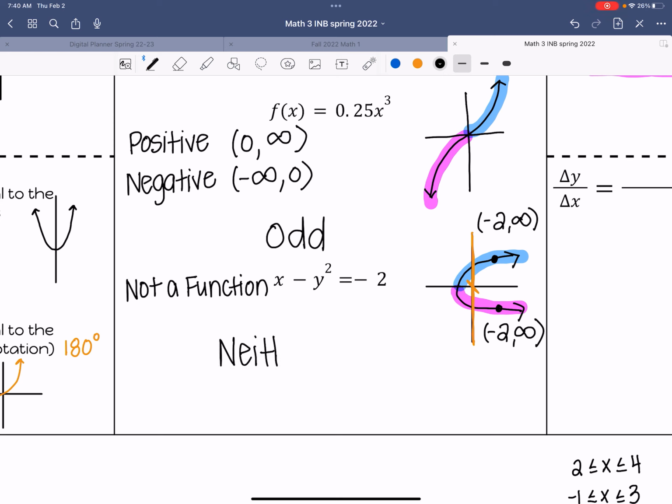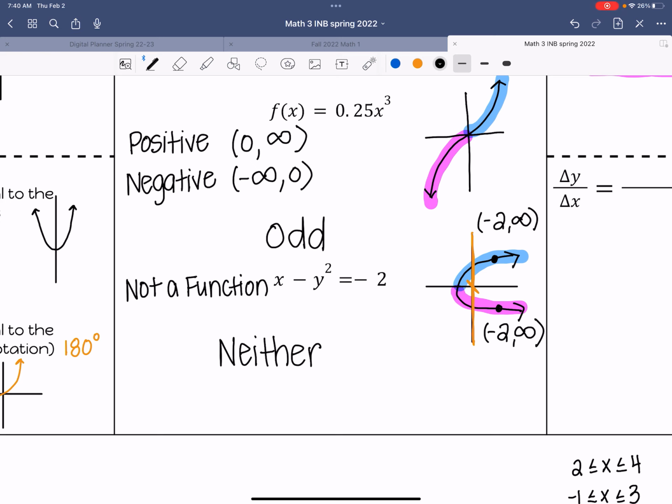And the reason it's not either is because it's not a function. Not always is a function going to be odd or even if it's a function, but definitely in this situation, this particular graph is not a function, so it can't be symmetrical to the y-axis, nor can it have a rotational symmetry and be odd.